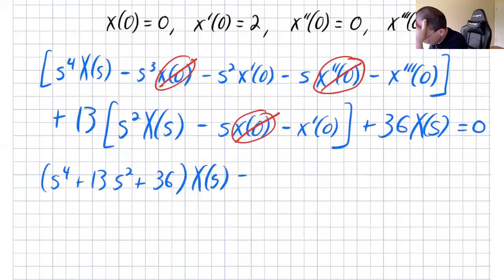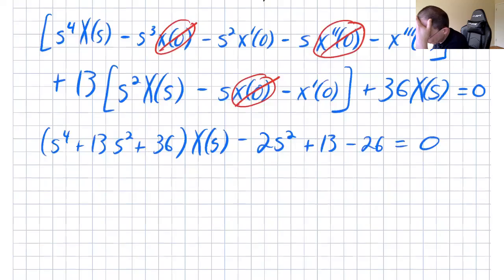So we're left with minus 2s squared plus 13. And then down here we have minus 2. But this is an easy thing to make a mistake on. So this will be minus 2, but don't forget, multiply by 13. So that will be 13 times minus 2. So that would be minus 26. And that's equal to 0.